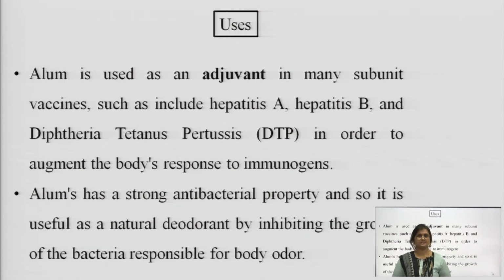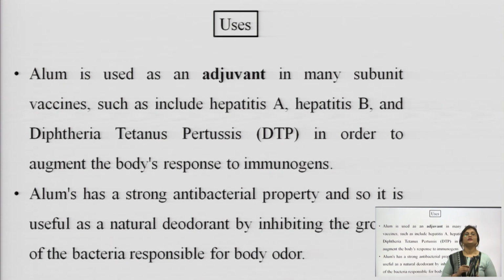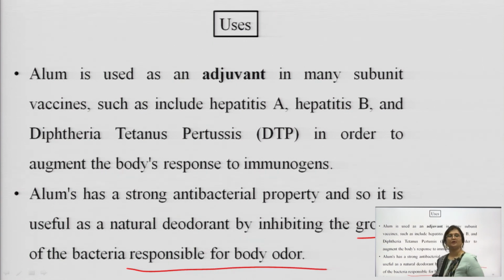When we talk about uses, alum is used as an adjuvant in many subunit vaccines such as hepatitis A, hepatitis B, diphtheria and tetanus, in order to augment the body's response to immunogens. Alum has a strong antibacterial property, so it is useful as a natural deodorant by inhibiting the growth of the bacteria responsible for body odor. So these are the major uses of alum: first, it is used as an adjuvant; second, as a strong antibacterial agent in deodorants.